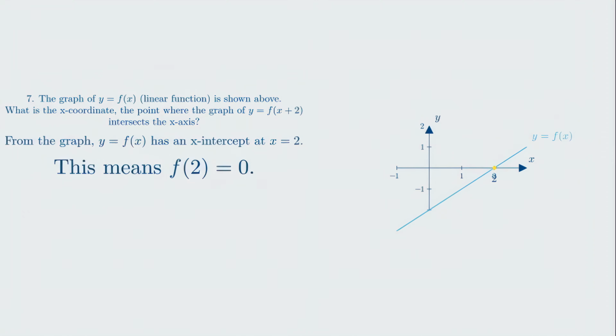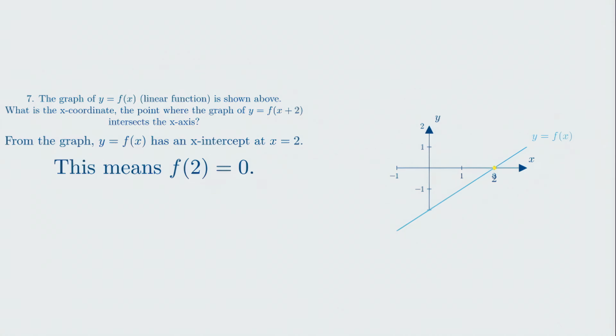Our final problem involves interpreting the graph of a linear function and its transformation. We are shown the graph of a line, y equals f of x, and we need to find the x-coordinate where the graph of y equals f of the quantity x plus 2 intersects the x-axis. First, let's understand the original function. The graph of y equals f of x is a line that crosses the x-axis at x equals 2. This means its x-intercept is 2. Remember, the x-intercept is the x value where the function's output is 0. So, from the graph, we know that f of 2 equals 0.